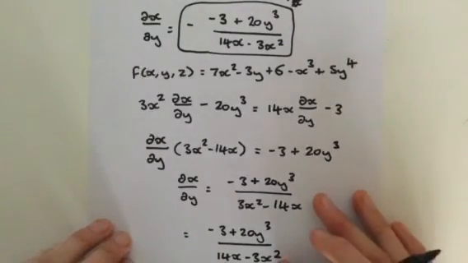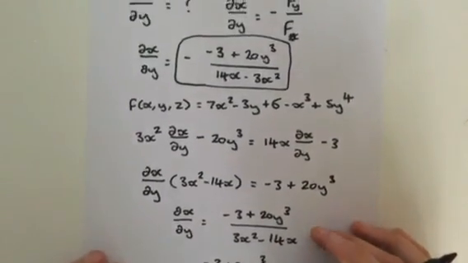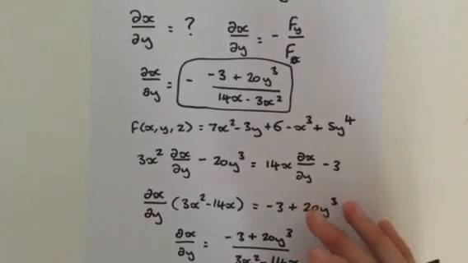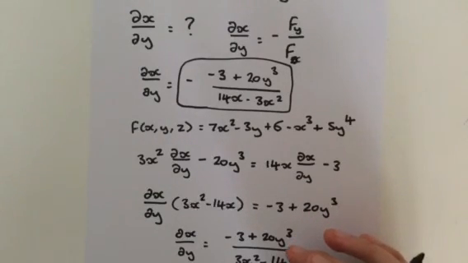Okay, so there you go. The implicit function theorem is really a neat trick for partially implicitly differentiating a function that may look really complicated using your traditional differentiation methods.